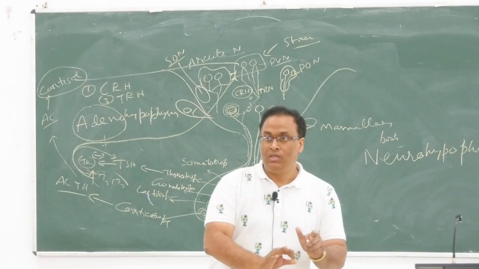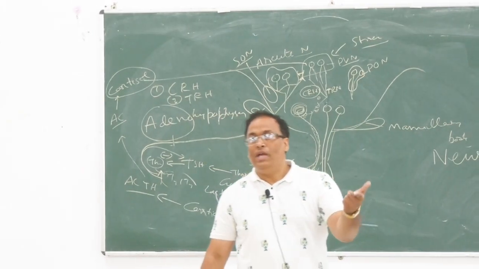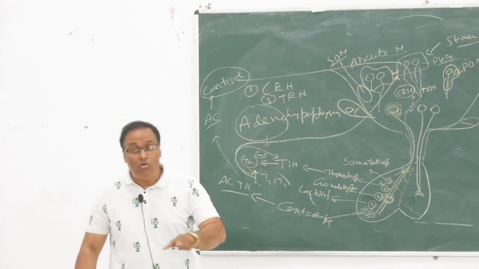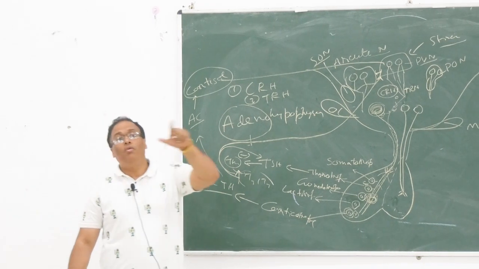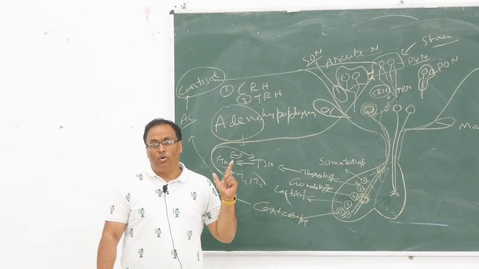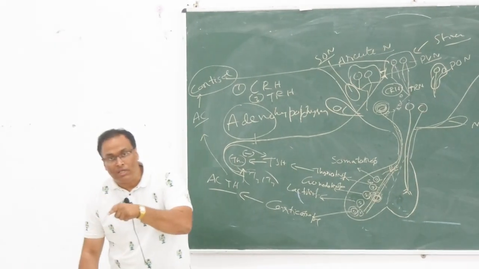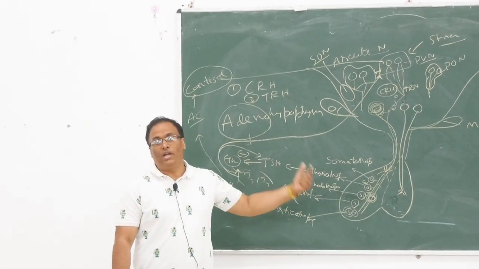Why do you stop? Because thyrotropin releasing hormone, then TSH, then T3, T4. In this way, you have to understand what is going on and what is going to the target, before the target tissue, what is going on inside our brain.